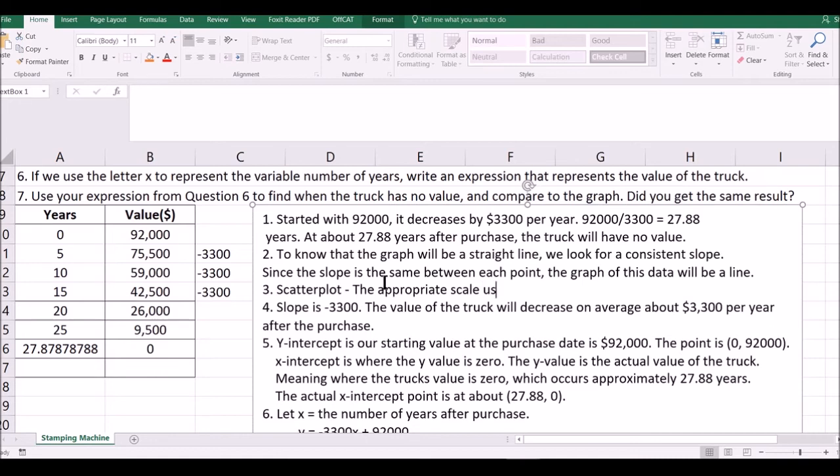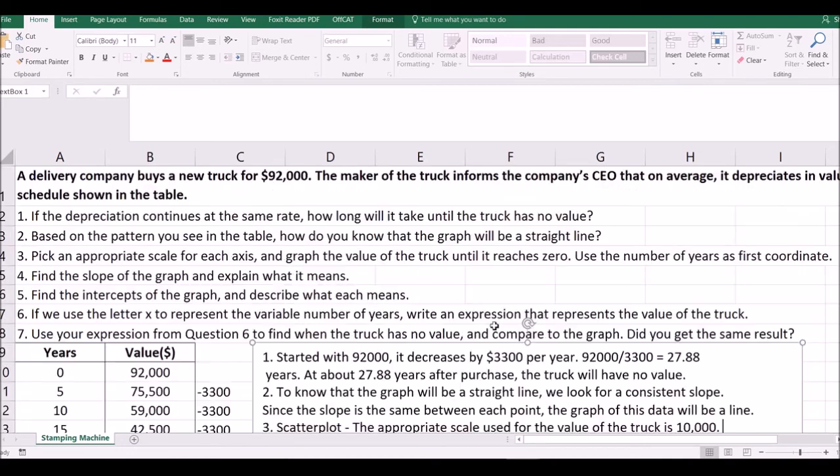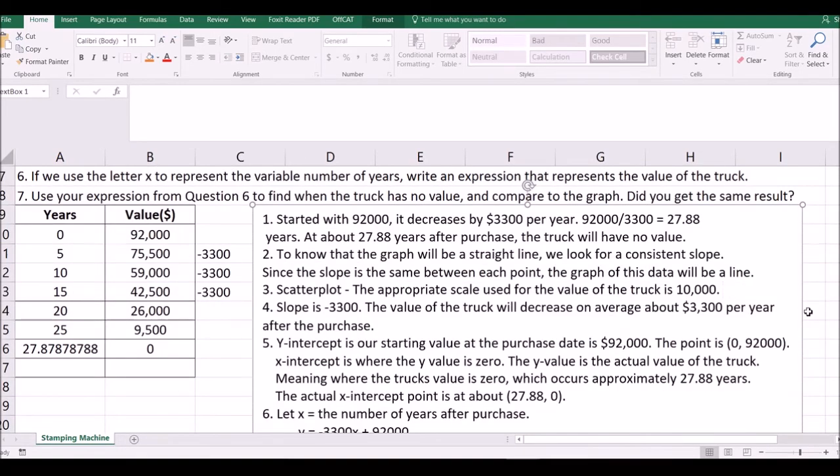used for the value of the truck is 10,000. So that's what we did. We went up by 10,000s on that scale. And for years, let's take a look at years. If we look at years, we went up by 5. Because we don't want this graph to be so elongated and large that we can't really see what's going on. So for years, we went up by 5s.